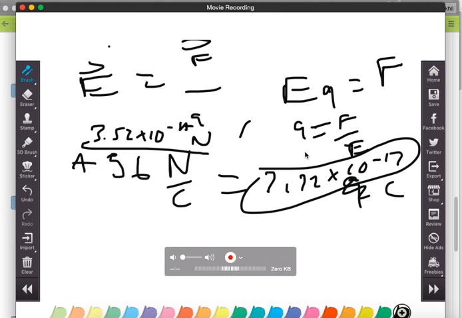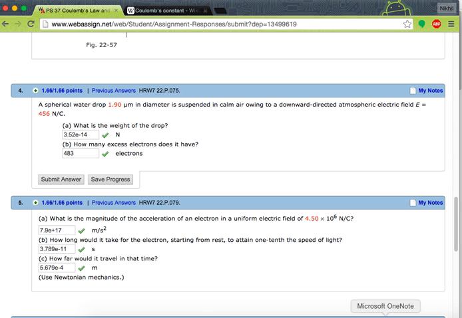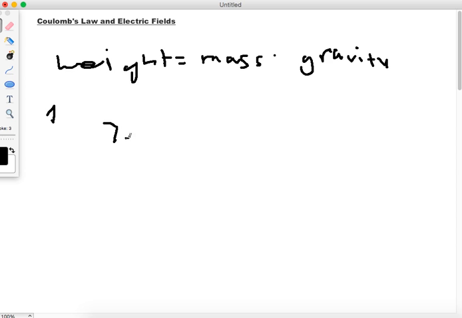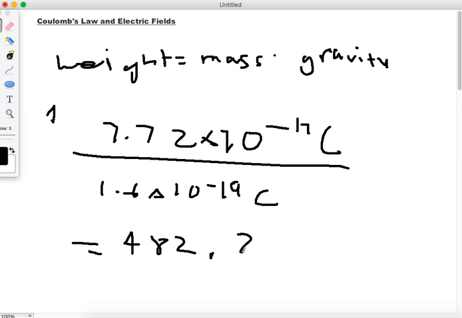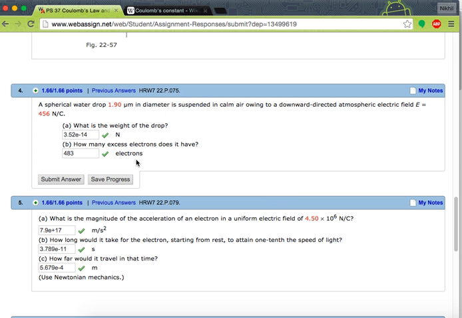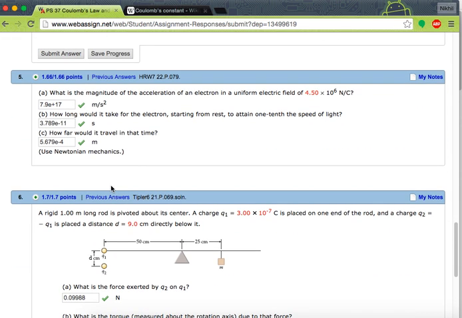So we have Q, but we want to find out how many electrons there are. So we take 7.72 times 10 to the minus 17 coulombs, divided by 1.6 times 10 to the minus 19 coulombs, which is the charge of one electron, and I got 482.88, which rounds up to 483, which happens to be the answer. Okay, so now number 5.